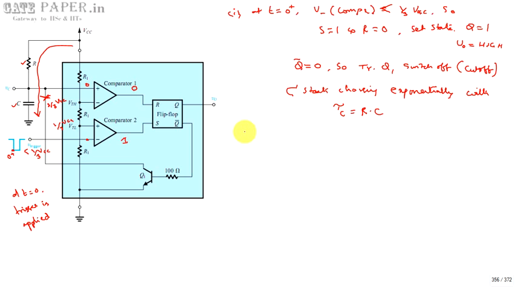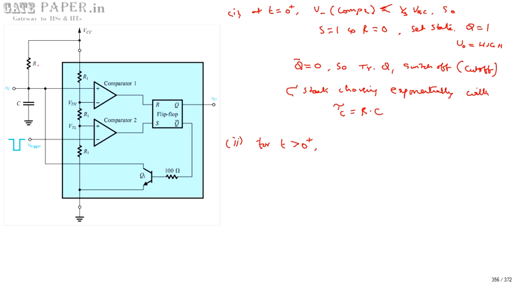Now second case, okay, for t greater than 0 plus, that is a trigger is applied for a very short duration. So again the value at this trigger point will come back to VCC. Okay, now whatever we are going with is 1/3 VCC. Now it will change to VCC. So we'll see what happens.